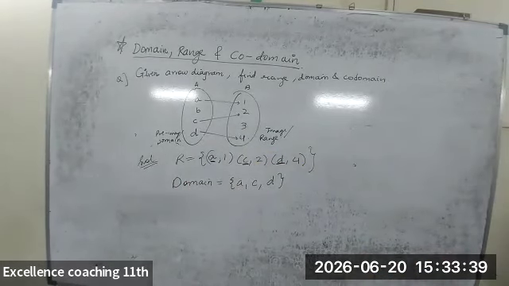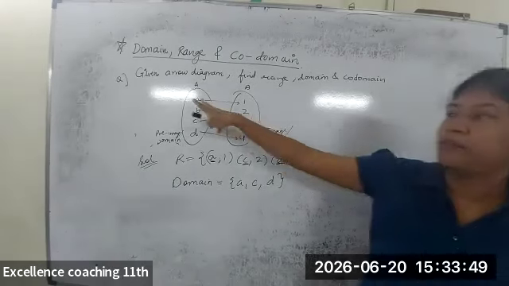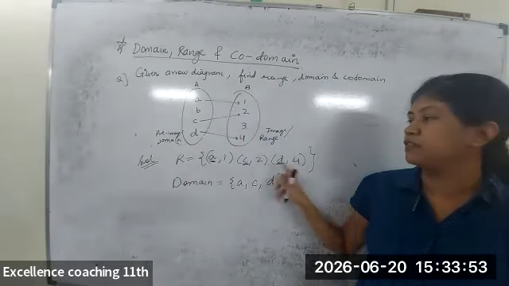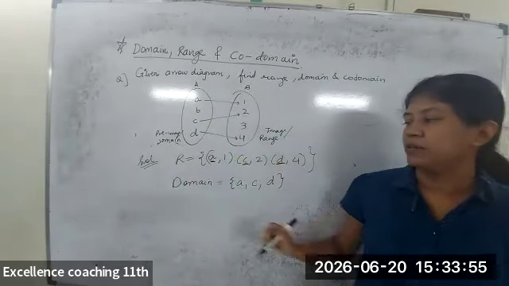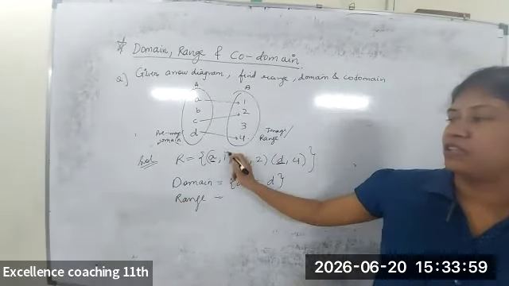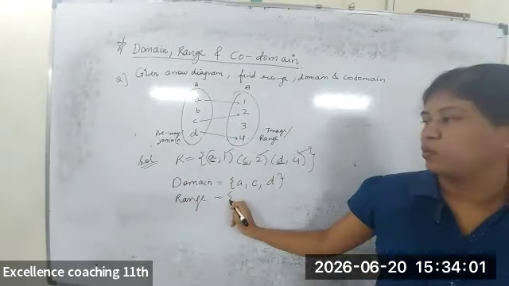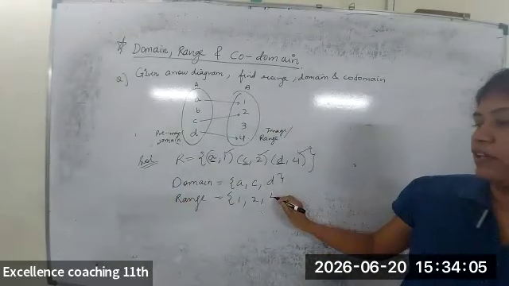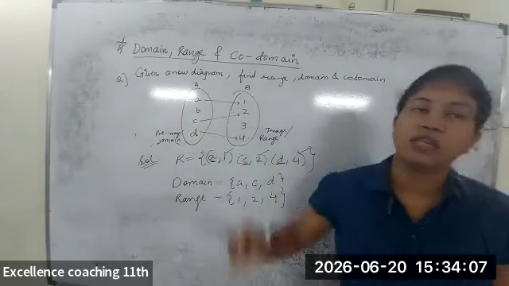So all those elements from set A who have some relation with set B. So A has, C has, and D has. B we cannot take. So looking at the arrow diagram, A, C, and D. Suppose the arrow diagram was not given and only the relation was given, A, C, and D are the first elements. Range is the second ones: 1, 2, and 4. 3 we cannot take because it has no relation.